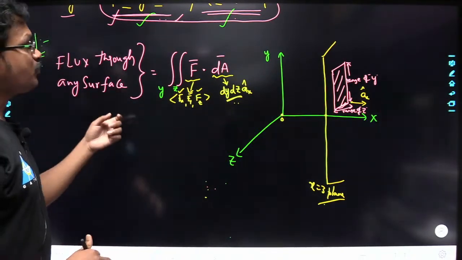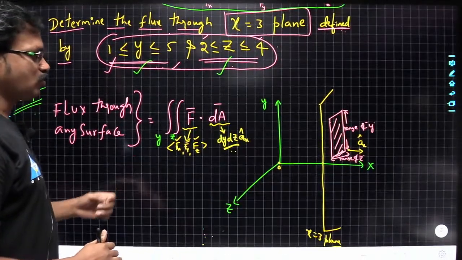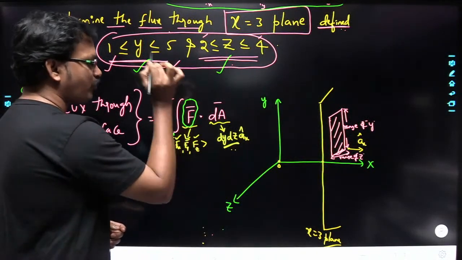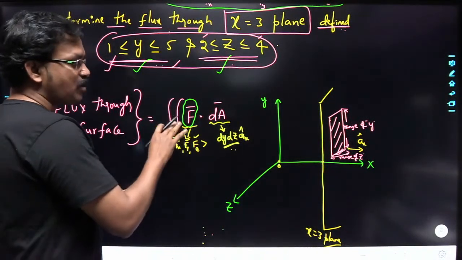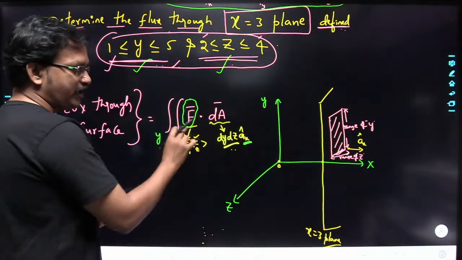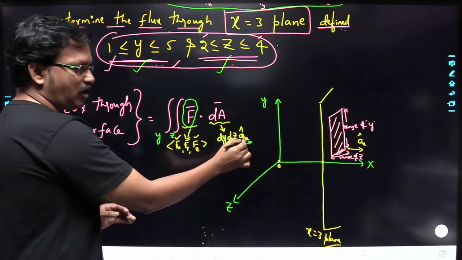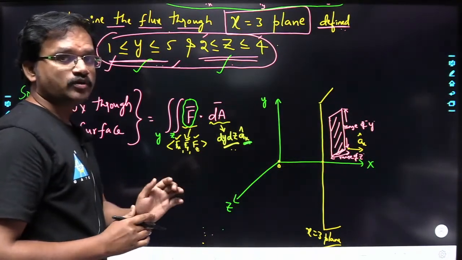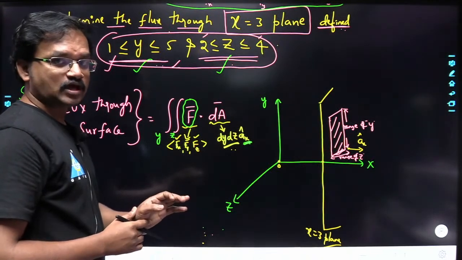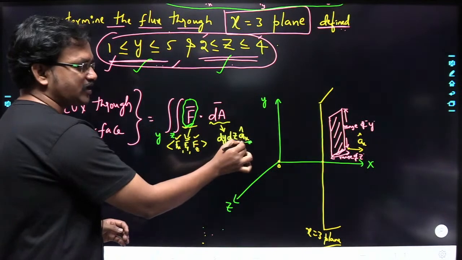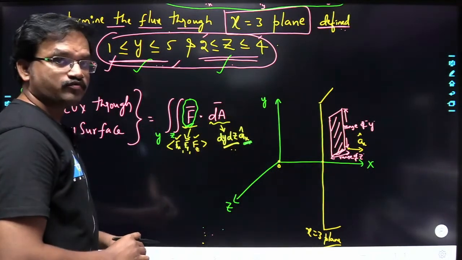One more point here, I have told that only the component of the vector field that is pointing along the direction of the surface is going to contribute for what? Is going to contribute for flux. Yes or no here? Only the component of the vector field that is along the direction of the surface is going to contribute for flux.